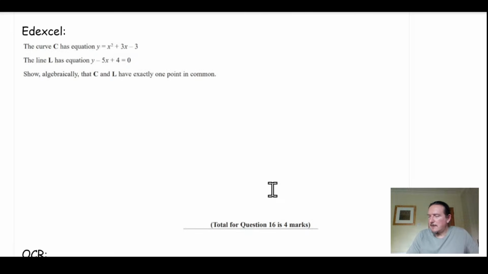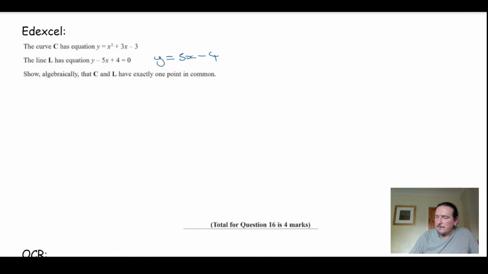It's made slightly harder in that the second equation for L is not in the form y is equal to. So the first thing we've got to do here is rearrange it to make y is equal to. So rearranging that equation L, I'm going to get y is equal to 5x minus 4, just taking the other two things to the other side.